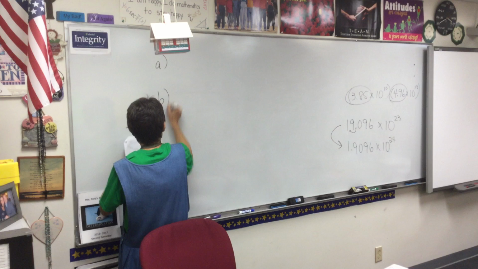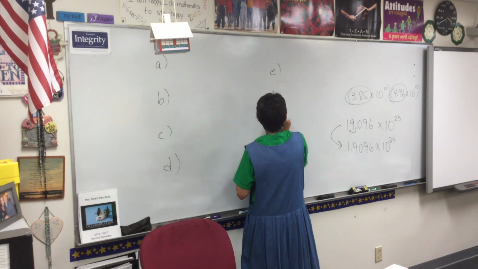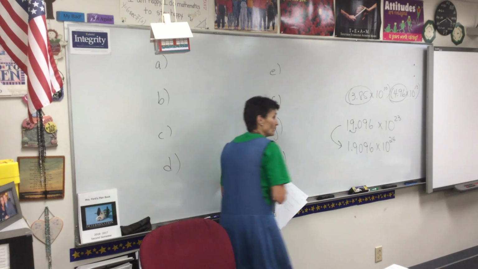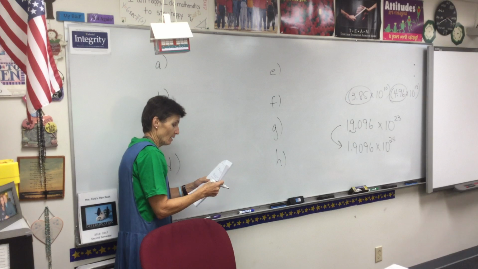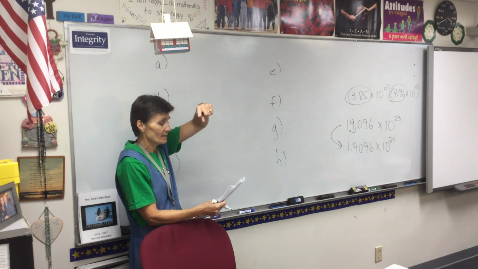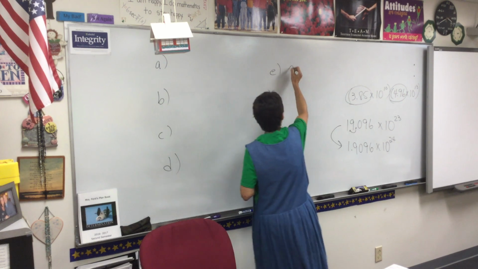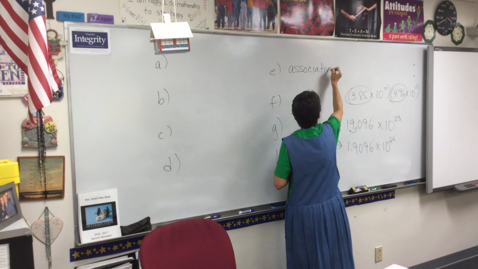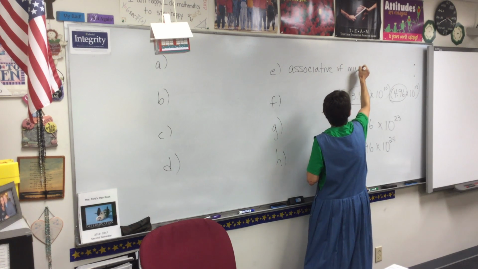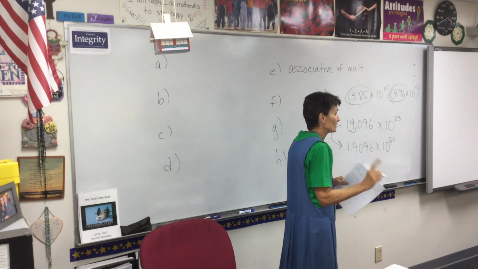We have A, B, C, D, E, F, G, H. Okay, so which ones do you know? Let's fill those in first. Okay, I hear up here, he thinks E is associative of multiplication. What do you think? He's exactly right.